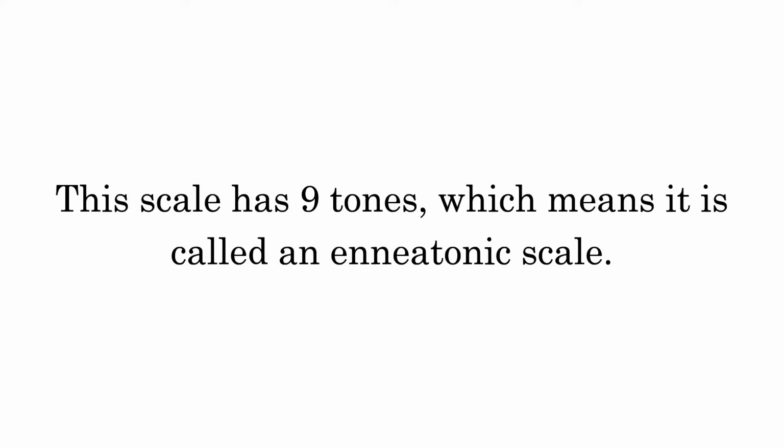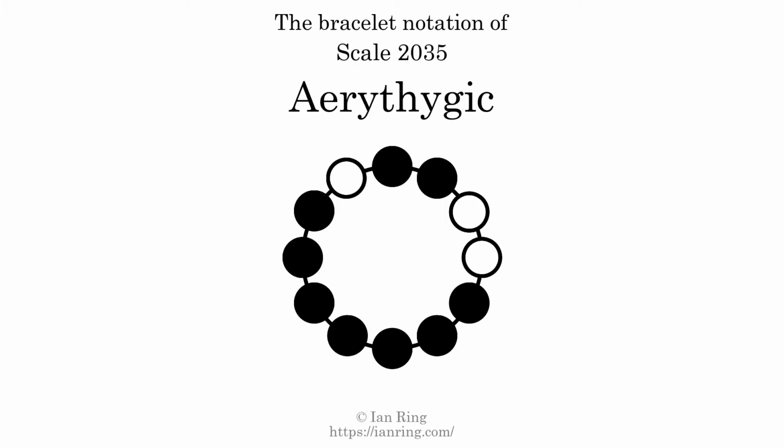This scale has 9 tones, which means it is called an enneatonic scale. This is a bracelet notation diagram of scale 2035. The shaded circles represent tones that appear in the scale, and they are read clockwise, starting at the top.